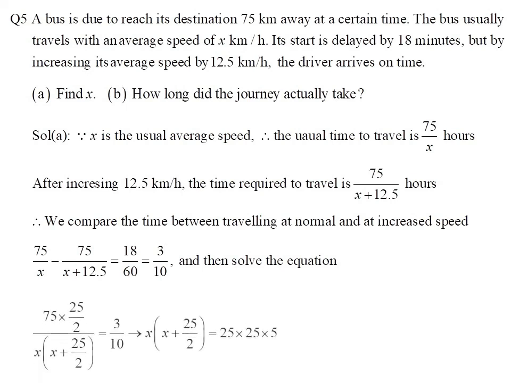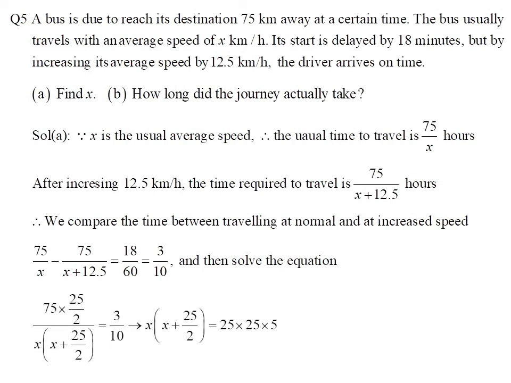To solve this equation, we need to combine the two fractions on the left hand side of the equation. After being simplified, it becomes x times the sum of x and 12 over 2 equals 25 times 25 times 5.